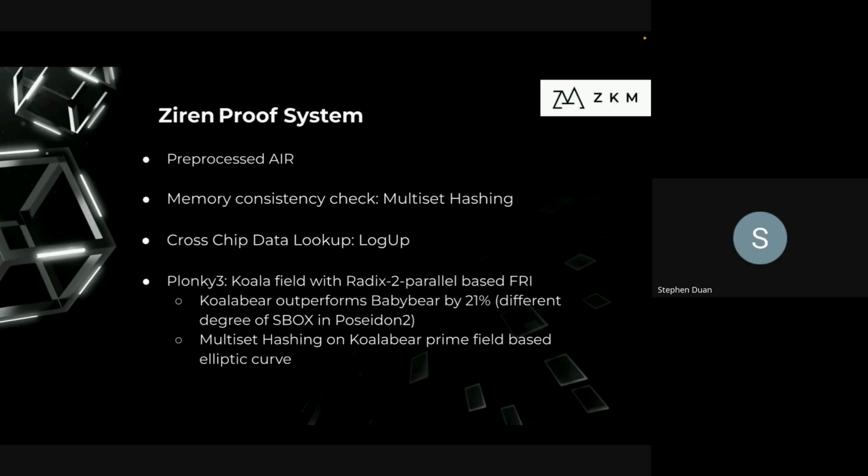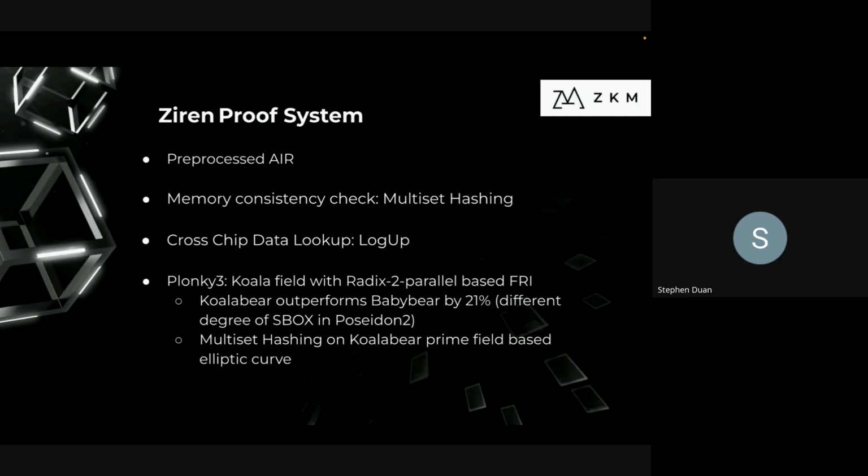Before we used a multi-set hash, we used a log-up to do the memory consistency check. In simple words, memory consistency check is just offline memory checking. Basically, it's to check the equivalence of two sets, the reading set and the writing set.